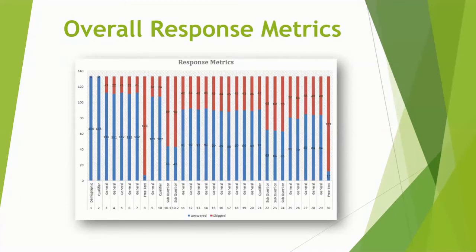So let's talk about the response metrics. Right here, you'll see the 30 questions that were roughly categorized into demographic, qualifier, and then general information gathering questions. Some were in free text, but the blue bars are the response rates. The red bars are any respondent that either skipped the question or, based off of their response to a qualifier question, was then jumped further into the survey.